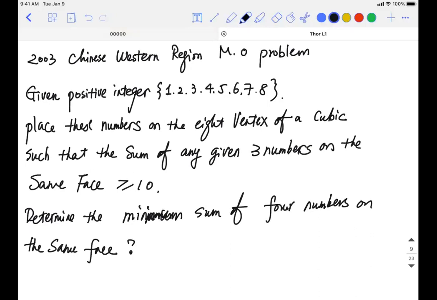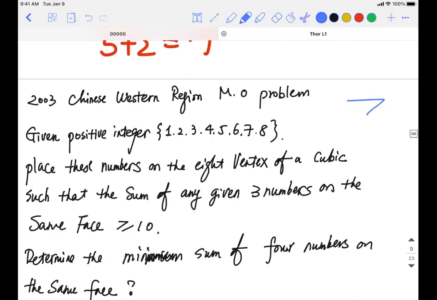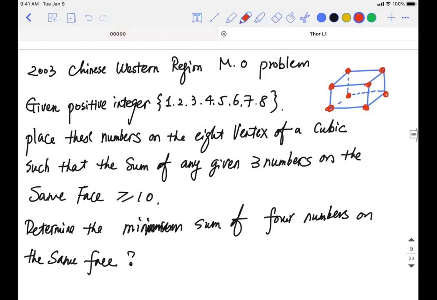This problem looks a little bit long, but the concept is very conspicuous. I have 8 different positive numbers, 1 all the way to 8. I want to place these numbers on the 8 different vertices of a cube. So we have a cube, right? It has 8 different vertices. I'm not doing a random placement. I want to make sure the sum of any given 3 numbers on the same face must be greater than or equal to 10. My cube has 6 different faces, right?